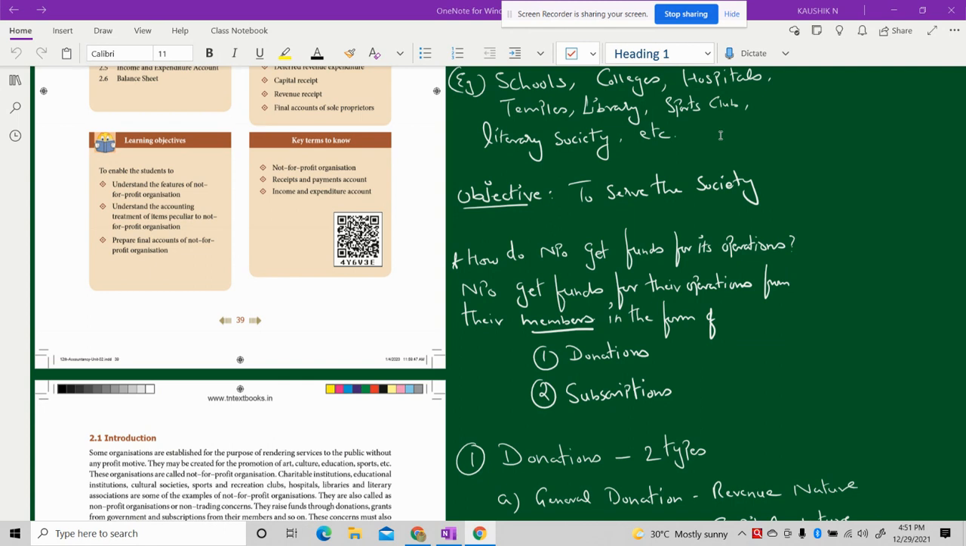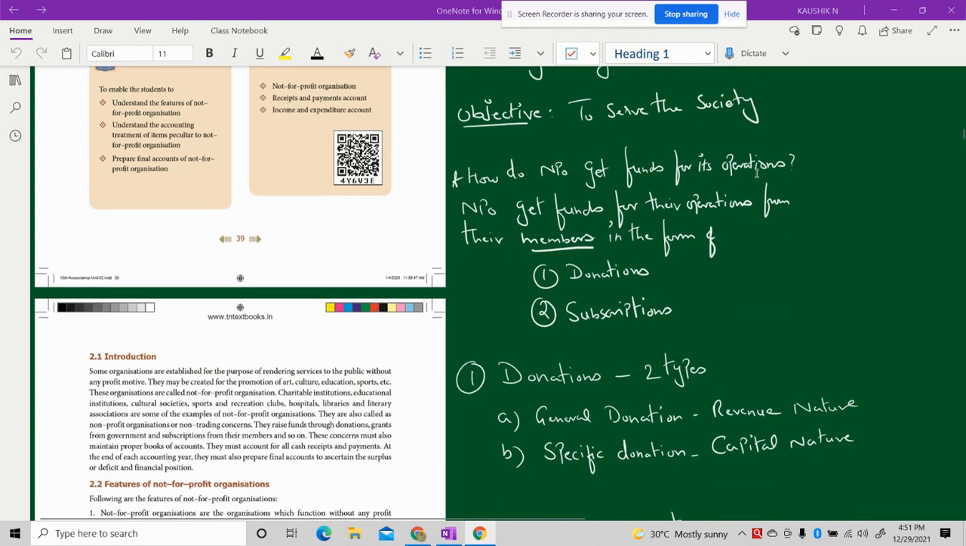Here, as I said, an NPO will get the required funds from its members in the form of donations or subscriptions. Basically, donations are of two types. They are general donation and specific donation. General donations are those donations which are revenue in nature, and they don't have any specific condition on their usage. However, specific donations are those donations which are capital in nature, and they definitely have some specific condition on their usage. For example, specific donations can be donation for building, donation for matches, donation for library, and so on and so forth.